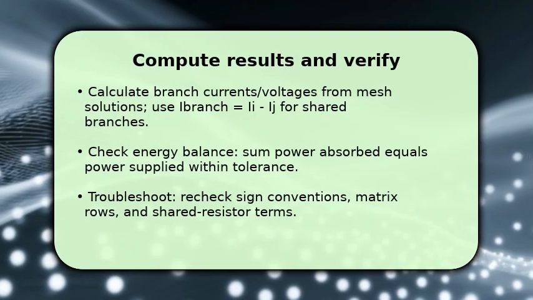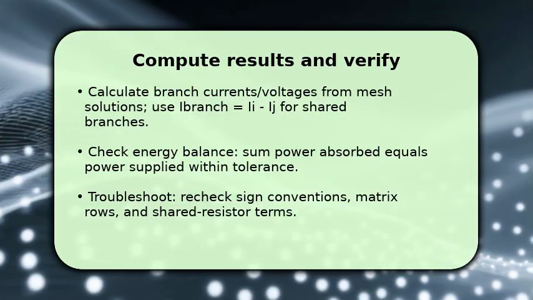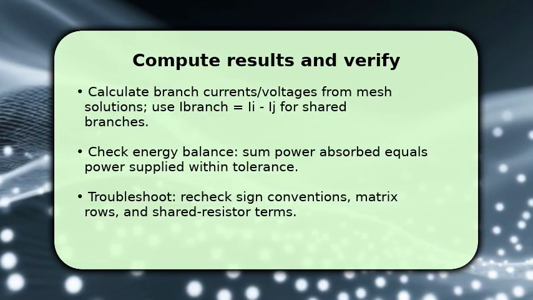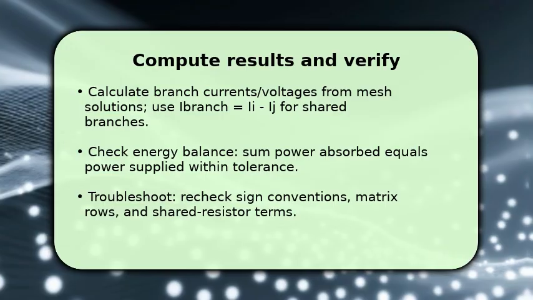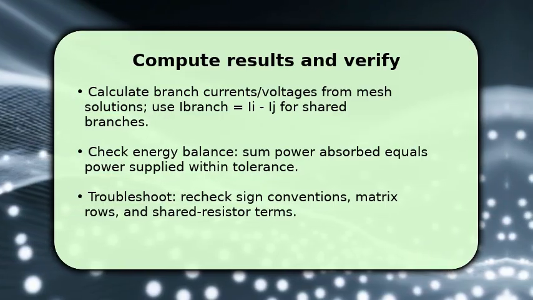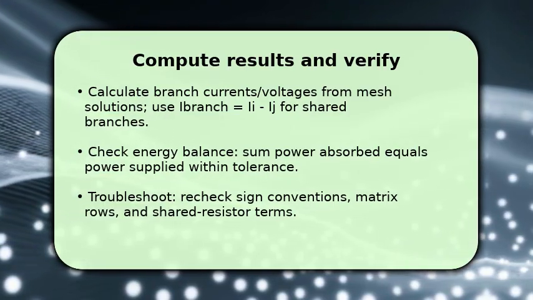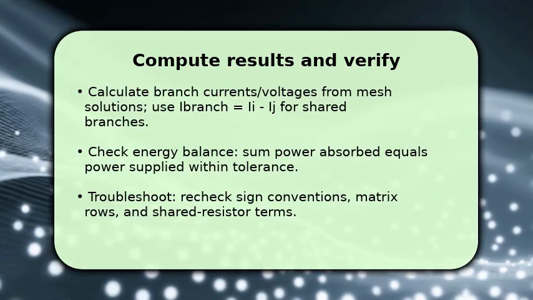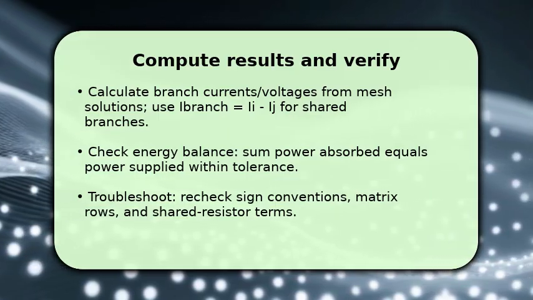With mesh currents solved, compute any branch currents and voltages by combining mesh currents. For a shared resistor, use the difference between the two mesh currents. Once computed, verify by checking power balance or plugging currents back into original KVLs to ensure residuals are near zero.